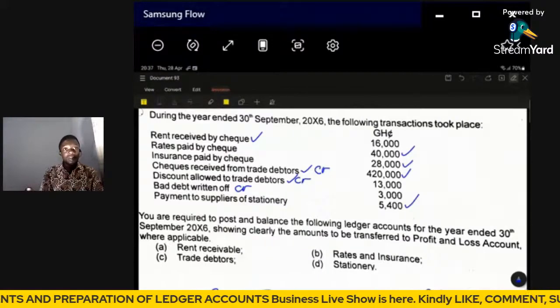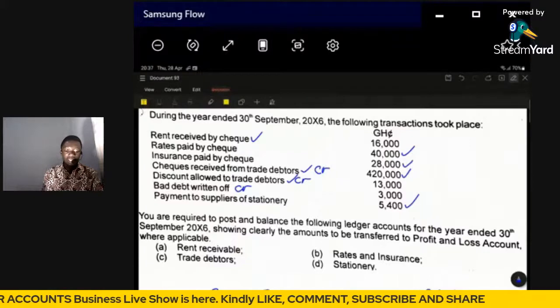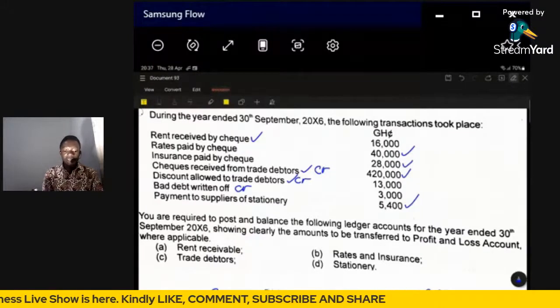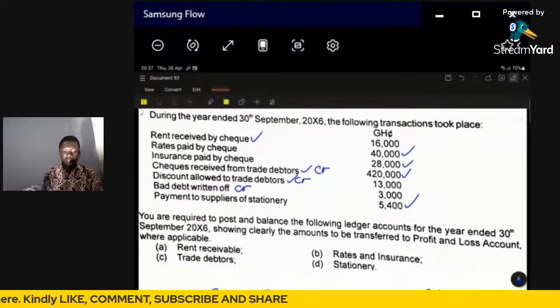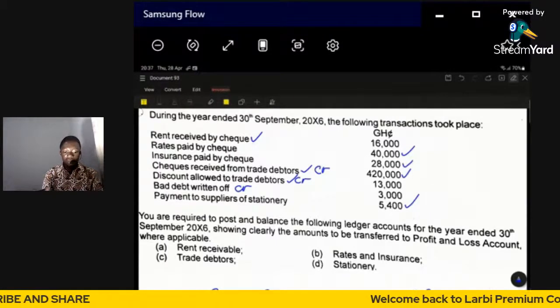So you're going to use the bank account. The bank account is going to be credited, and the supplier's account is actually going to be debited. Is that okay? So you're going to record this. Let's see how we record this: payment to suppliers of stationery.